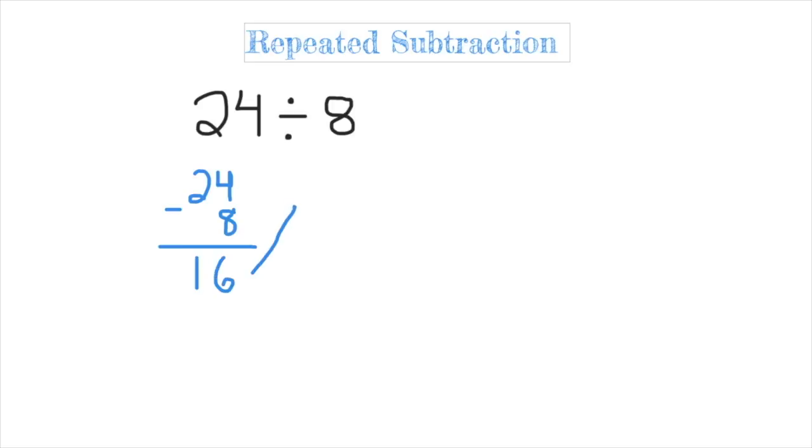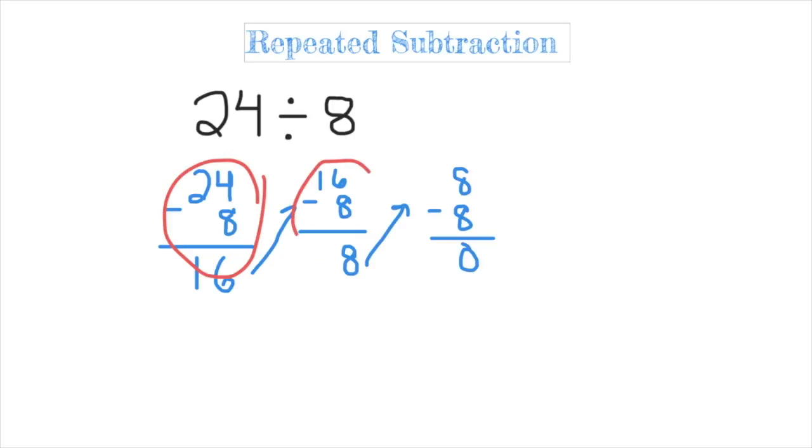Then you bring that 16 up and subtract 8 again. 16 minus 8 gives you 8. Bring that up and subtract 8 again. So now we have 8 minus 8 and we get to 0. Since we had to subtract 1, 2, 3 times, 24 divided by 8 equals 3.